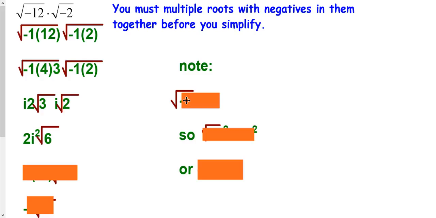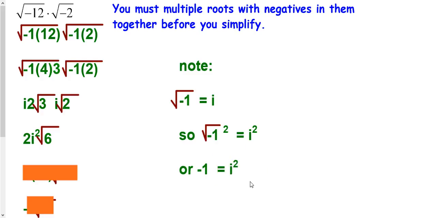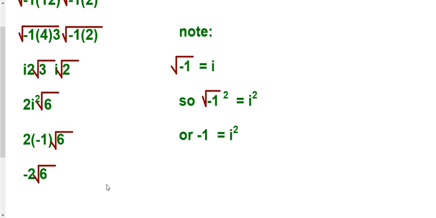Now, think of this. We know that the square root of -1 is i. If I square both sides, my squaring would cancel out the square root on the left side, leaving me with -1. The right side would be i squared. So i squared is -1. So this i squared I have in front is really a -1, and negative 1 times 2 is a negative 2, so we get negative 2 root 6.